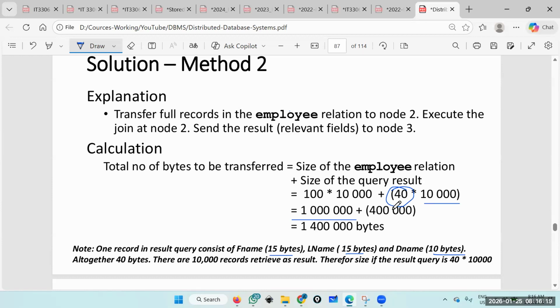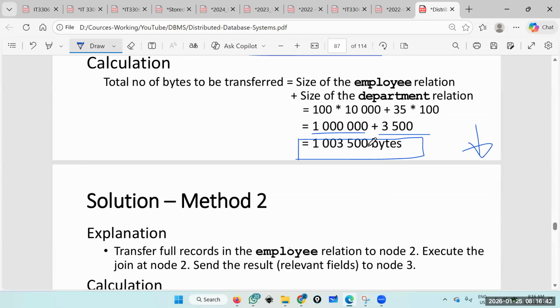But the width is now 40 byte because the join has already been done and selection and projections have already been done on this site. So therefore now the result is taken to site C. So it's only 40 byte, but still it's 10,000 records. So therefore it is 400,000. So the total is 1,400,000.